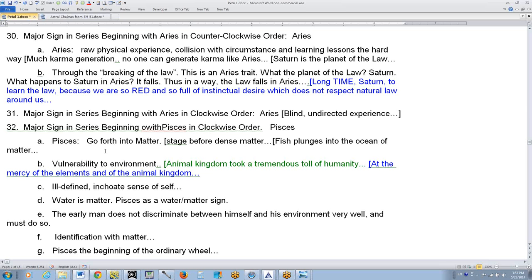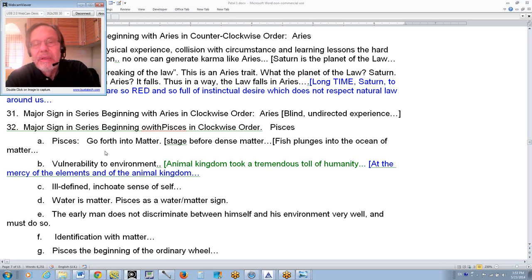Of course, it's interesting. Man in those days was probably pretty big. I know it seems ludicrous, but Blavatsky seems to suggest there were times when man was walking with the dinosaurs. Maybe not enough was known about paleontology at that time, but she has different time scales in mind. Certainly man was huge, but DK does say that in early days the animal kingdom took a tremendous toll on humanity. So Pisces, the ill-defined, inchoate sense of self.